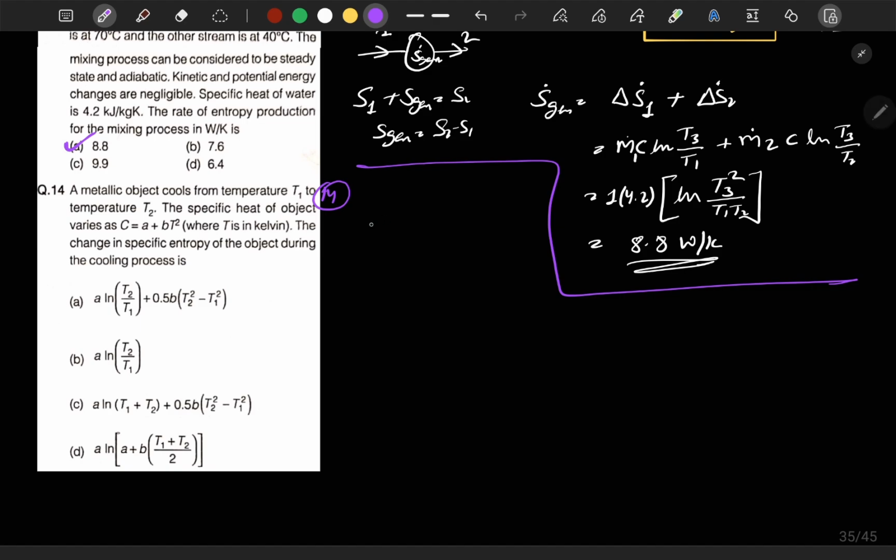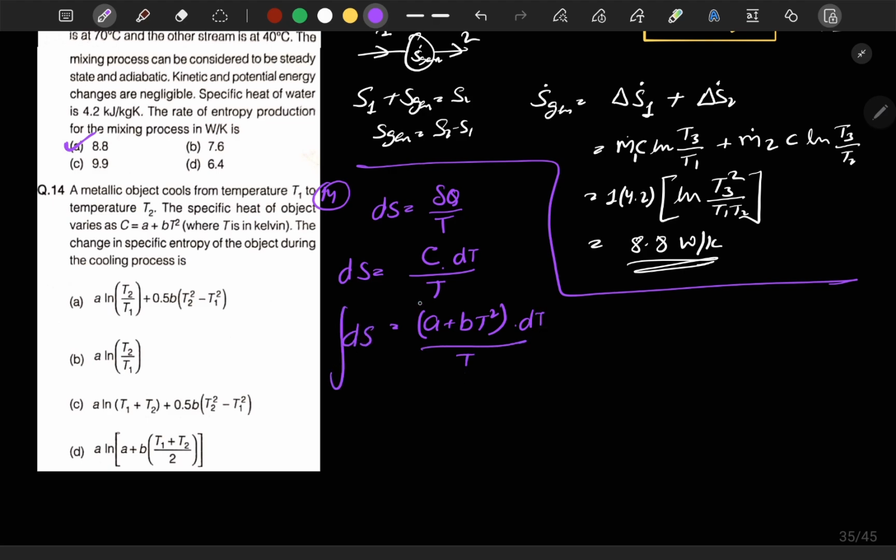Okay, so you know that a small change in entropy is given by del Q by T. Okay, so we also know that this del Q can be written as mCp dT by T. Okay, now since here it is mentioned as this is heat capacity C, so specific heat, so we use capital C here. Okay, so the C value is given (A plus BT square) into dT divided by T is equal to dS. Now we will integrate both sides.